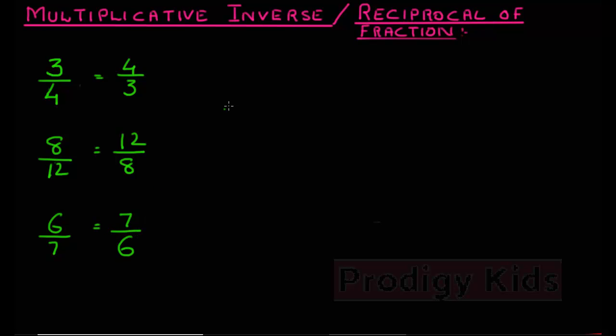Now let's try to do it with the help of a mixed fraction, like for example 2 1 by 2. So what is the multiplicative inverse of 2 1 by 2? In this case, you should change this mixed fraction to an improper fraction. That is, 2 times 2 is 4, 4 added to 1 is 5, and the denominator 2, so 5 by 2. So what is the multiplicative inverse of 5 by 2? It is 2 by 5.